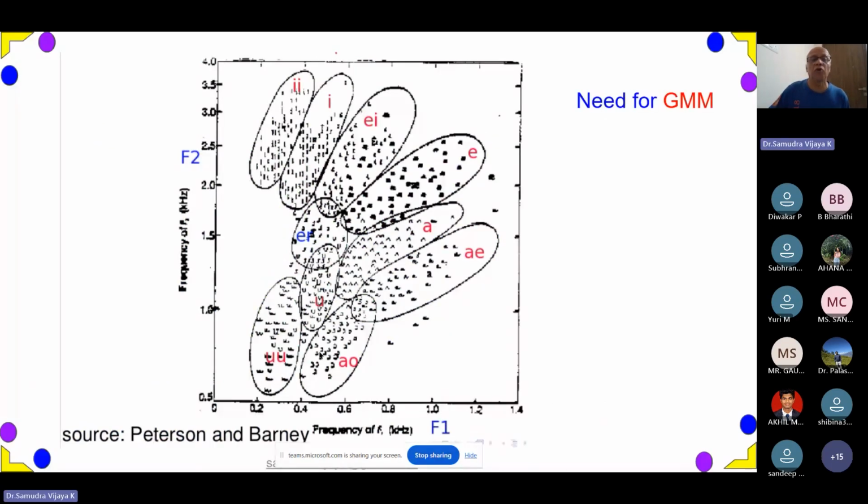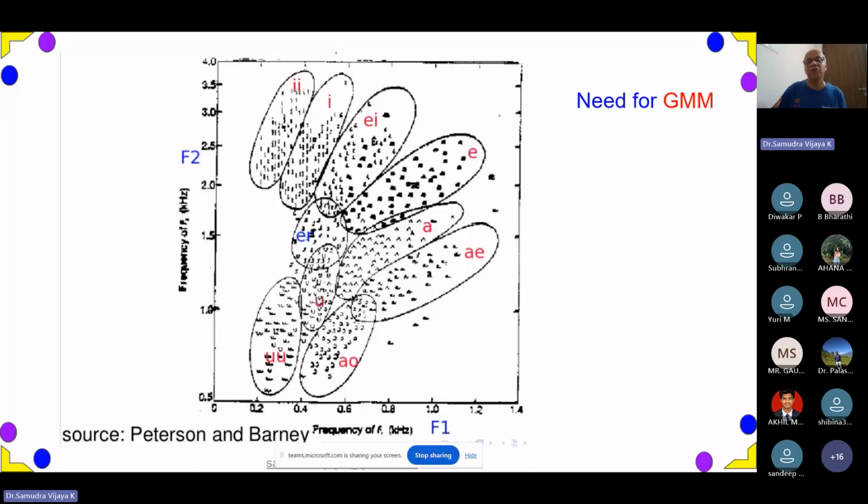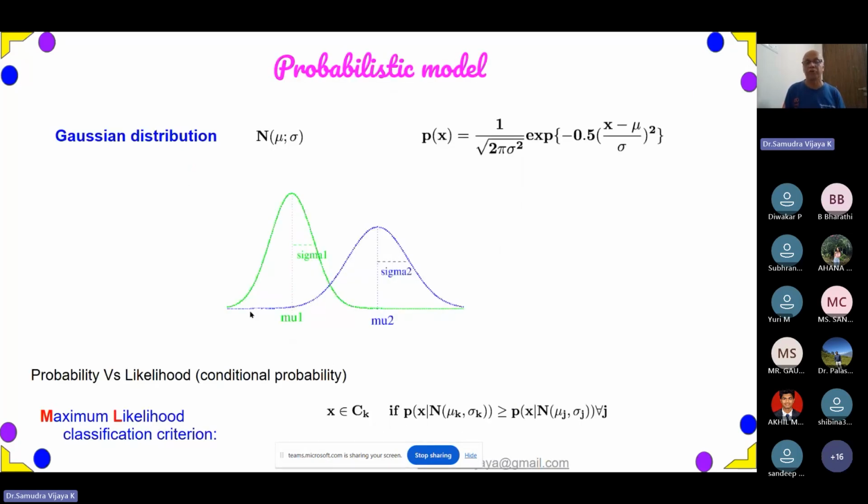So what we used was a Gaussian distribution, a probabilistic model, but that is not sufficient. Why? Let's look at the vowel A here. This is the shape of the cluster of vowel A. Gaussian distribution assumes that the shape of the cluster is oval, whereas this is like the seed of a bean fruit. So this is not oval. When something is not oval, the single Gaussian distribution is not a good model.